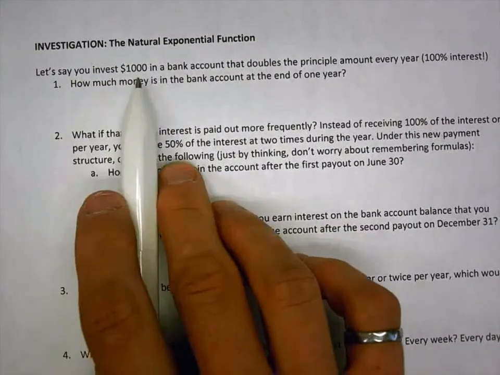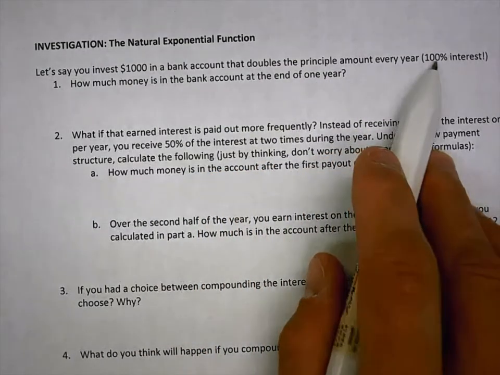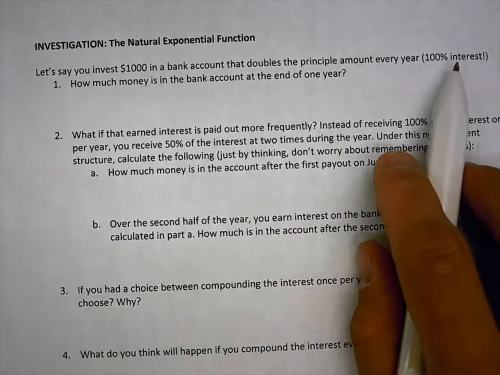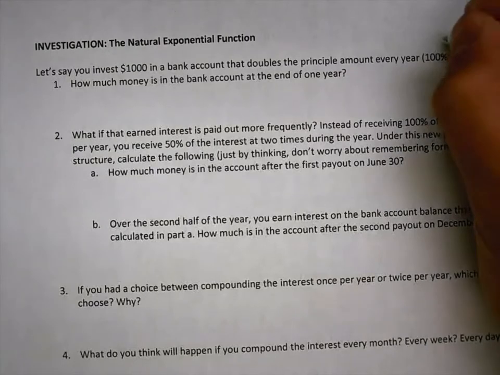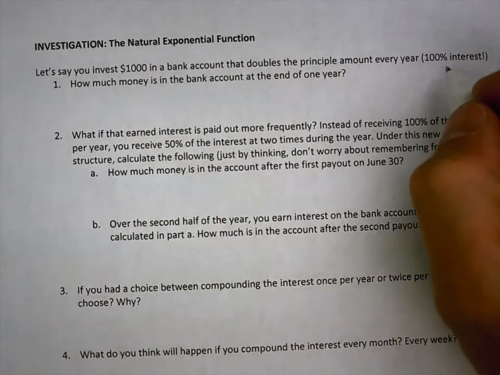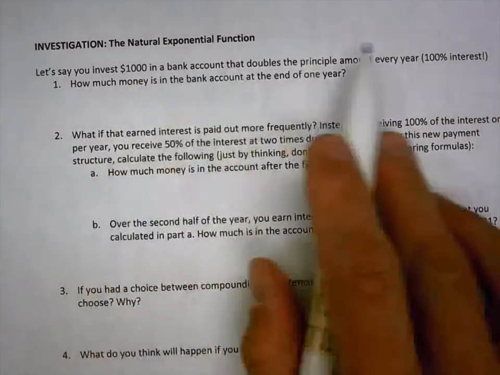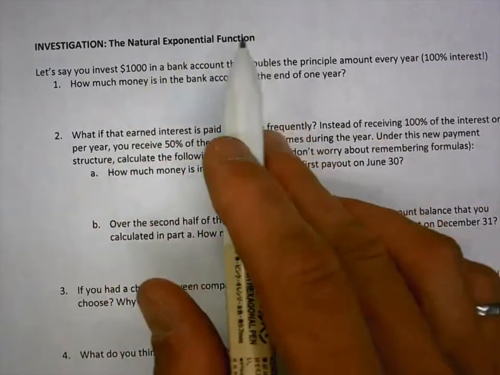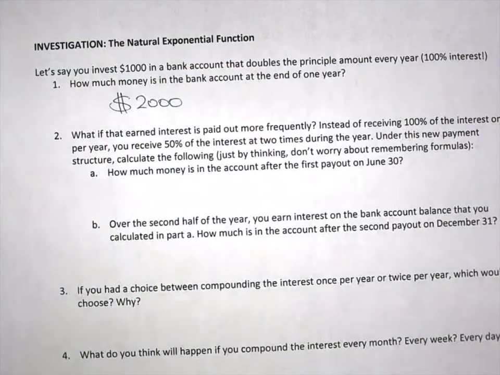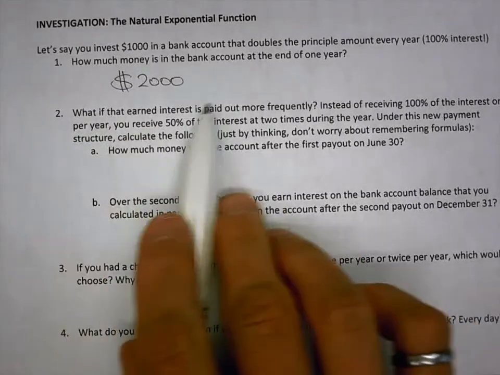Let's say you invest $1,000 in a bank account. It doubles that amount every year, which is 100% interest, which is impossible. But let's just imagine that you have a really good interest rate. Does anyone know what interest rates are right now? Coronavirus, right now, they are 1.5% interest. So you really wouldn't get a lot of interest right now. But anyways, 100% interest. So you have 1,000, 100%. So effectively, your money doubles. At the end of 1 year, you have $2,000. That's an amazing bank account. Now, what if the money's paid out more frequently?